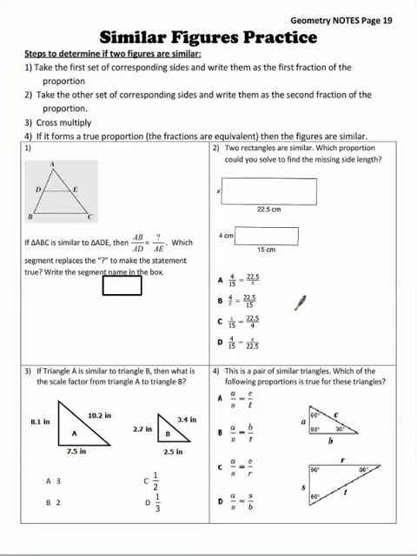Okay, so in this first example given, you have triangle A, B, and C, which is the large triangle. So you notice A, B, and C.